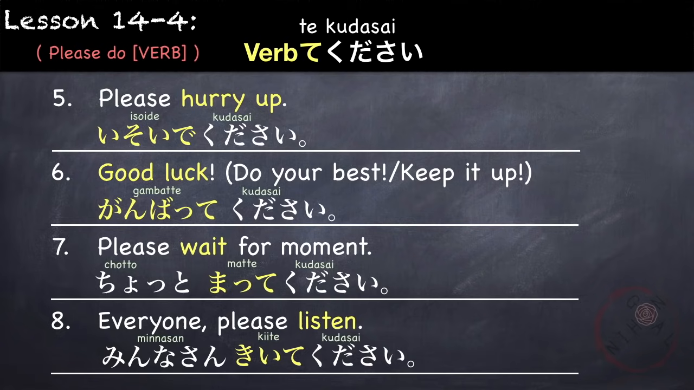皆さん聞いてください. On a normal conversation or to be more commanding, you can just say the te form of the verb without kudasai. For example, 急いで hurry. Or 頑張って good luck. 待って wait. 聞いて listen. But we add kudasai to be more polite. So please hurry up. Or please wait. Or please listen.